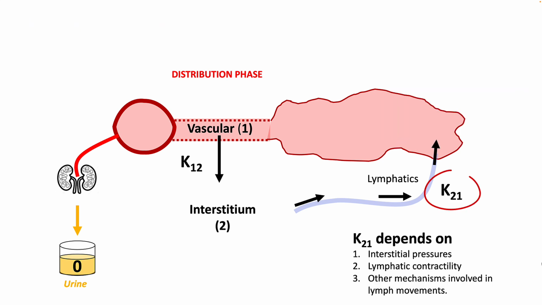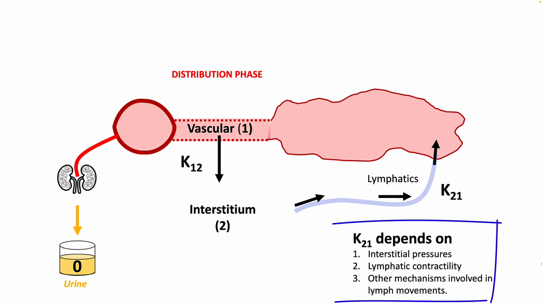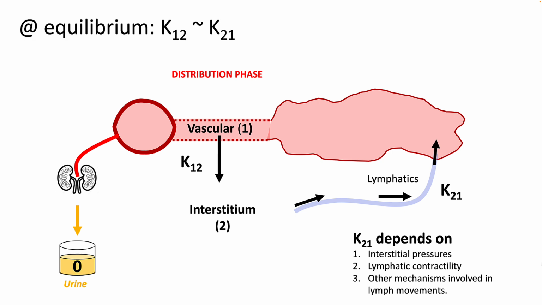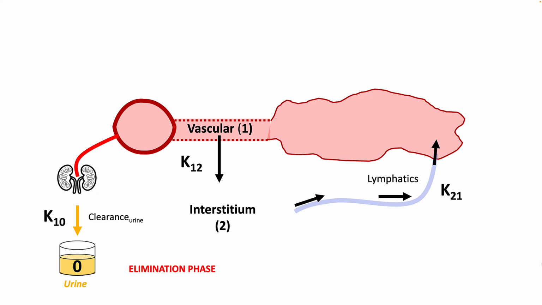The lymphatic return, that is K21, means the clearance of fluid back from the interstitium to the vascular compartment. This will depend upon the interstitial pressures, lymphatic contractility, and other mechanisms involved in lymph movement. We'll discuss this in a separate lecture. At equilibrium, K12 is approximately equal to K21.